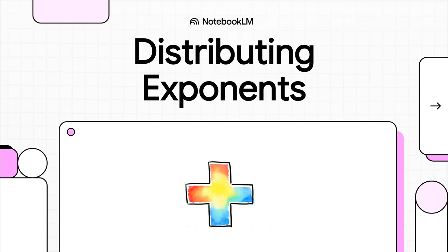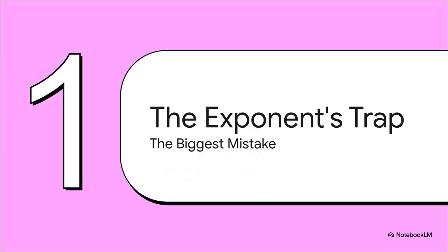Welcome. Today, we're going to tackle one of the most fundamental rules in all of algebra, distributing exponents. Now, it seems pretty simple, but there is a sneaky trap that catches almost everyone at some point. By the end of this, though, you'll see it coming from a mile away. Okay, let's just dive right in, head first into the single biggest mistake people make with exponents.